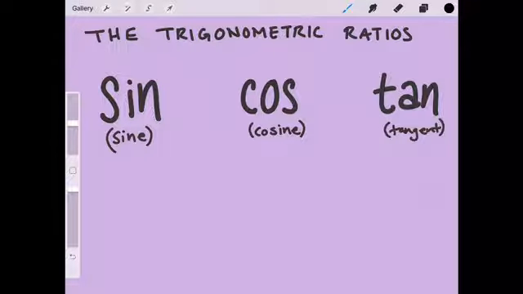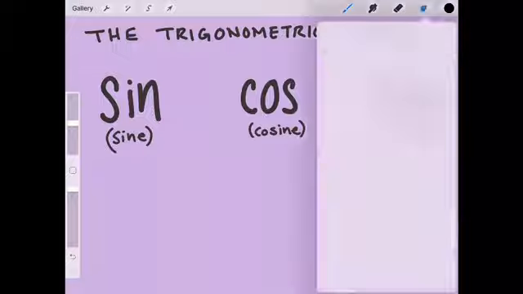Here are our three trigonometric ratios. These are what I introduced. These are the functions we practiced on the calculator last class, and these are what we're going to be exploring a little bit more in depth. So today we're going to go one by one and learn what the relationship, the ratio is. So we'll start with sine.